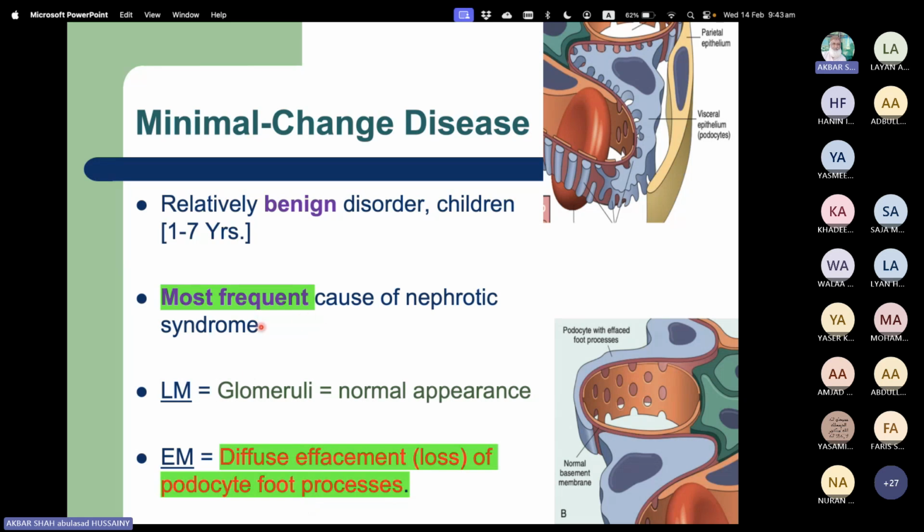So these are the green highlights. You can see that I can make questions. Which one is the most frequent cause of nephrotic syndrome? It is minimal change disease. What happens in it? There's loss of podocyte foot processes.